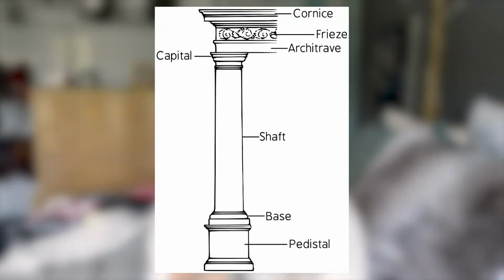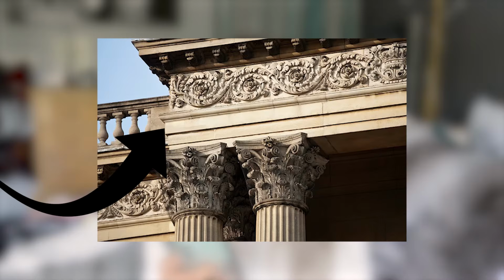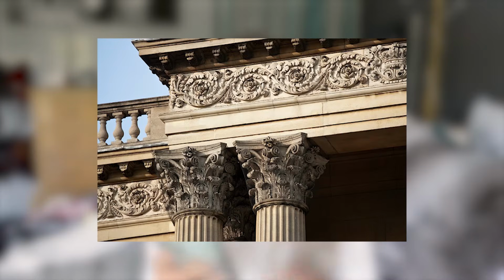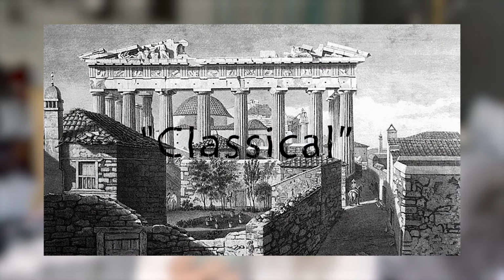All 5 orders have defined characteristics for the pedestal, column base, shaft, and capital, and even the entablature above the column. Entablature in architecture is just the horizontal molding and band located immediately above the columns. Classical essentially just means that it originates from ancient civilizations, specifically ancient Greek and ancient Roman civilizations.